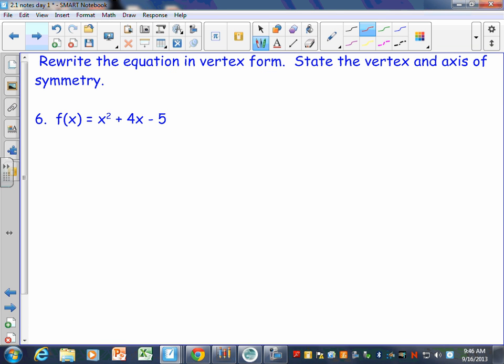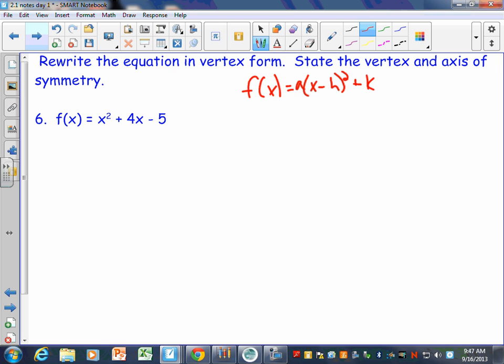So it says, rewrite the equation in vertex form, state the vertex and the axis of symmetry, which if you put it in vertex form is really easy to do. Right, so we want to take something that looks like this, and we want to write it as a(x minus h) squared plus k. So we want to take something that's not a perfect square and make it into a perfect square. How do we do that? How do we turn something that's not a perfect square into a perfect square? Complete the square. Good old complete the square.